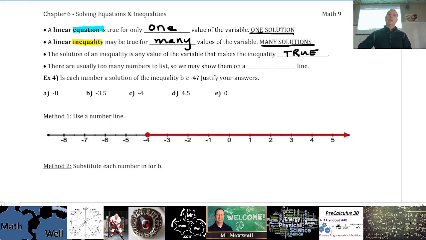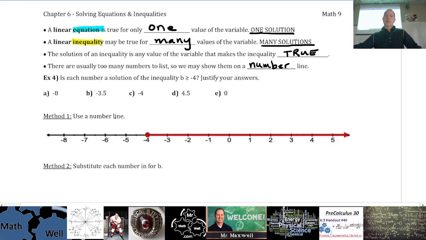And making an inequality true would basically be saying like 5 is greater than 3. That is true. So if you're putting a number in for a variable, and the number makes the statement true, then that's a possible solution. There are usually too many numbers to list, so we can show them on a number line. One of the ways of stating the solutions is by drawing a number line.